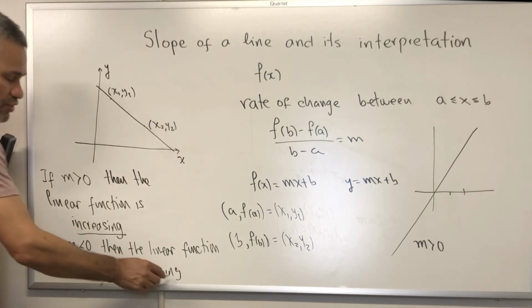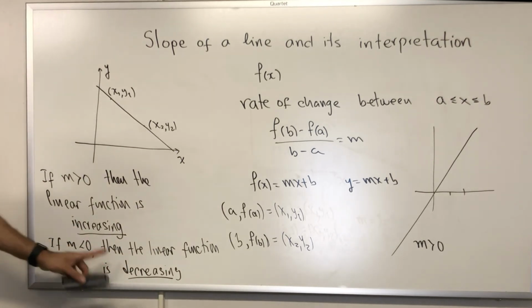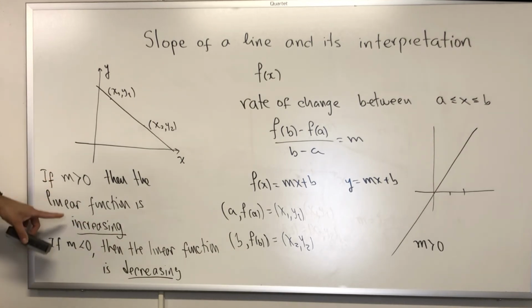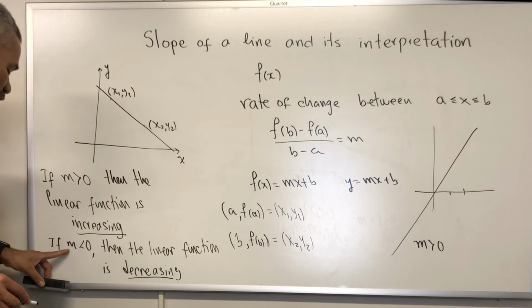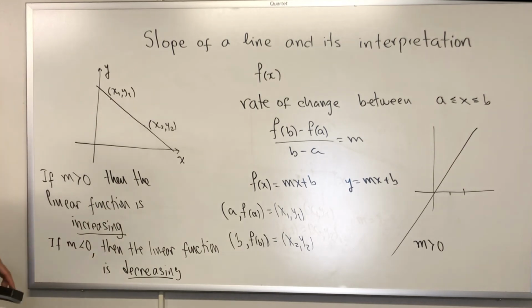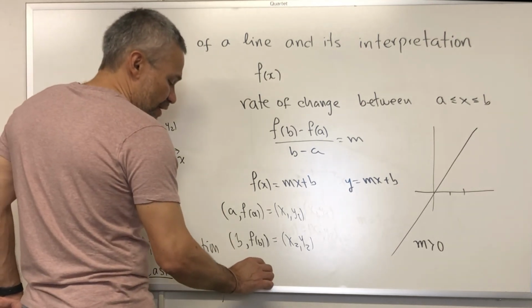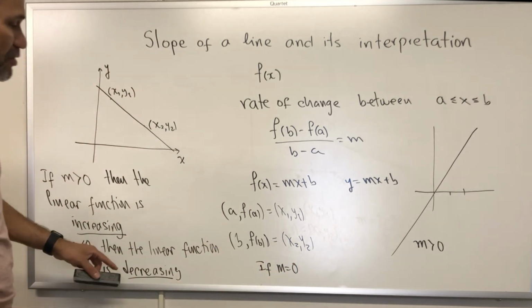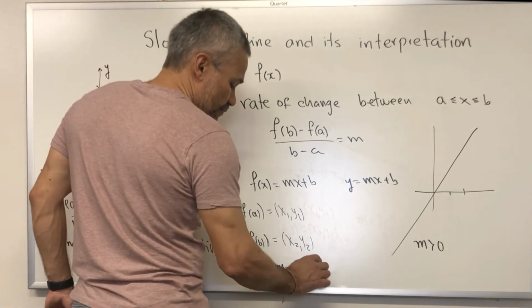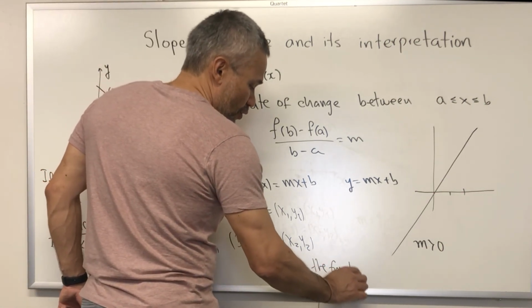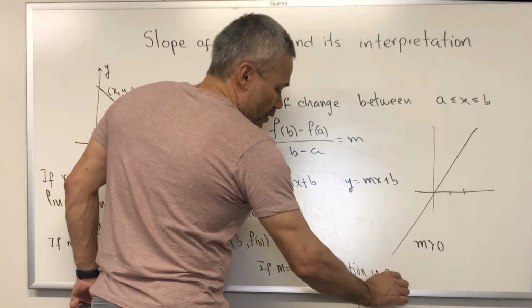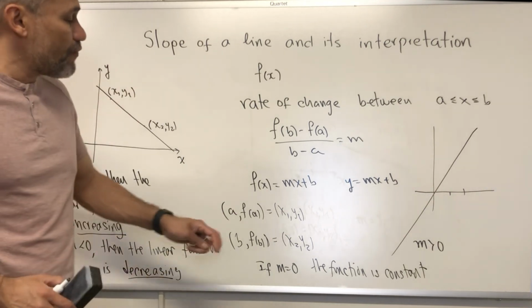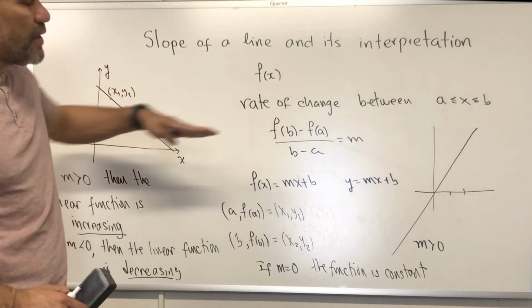Then for a linear function, we can easily tell if the function is increasing or decreasing by computing the slope. When the slope is bigger than 0, the function is increasing, and if the slope is smaller than 0, the function is decreasing. Our observation is that if m is equal to 0, then the function is not increasing nor decreasing, it is constant. And in this case, the graph of the linear function when m is equal to 0 is a horizontal line.